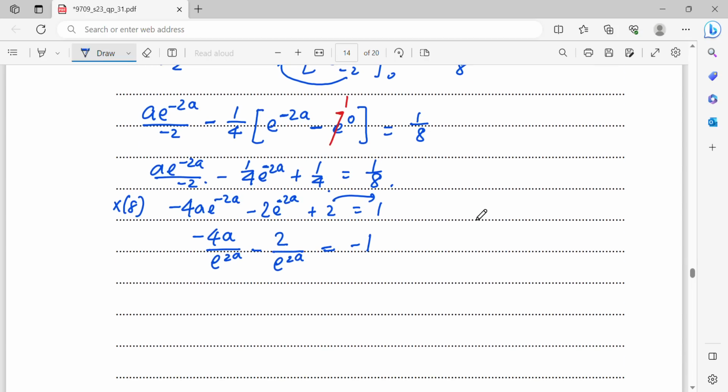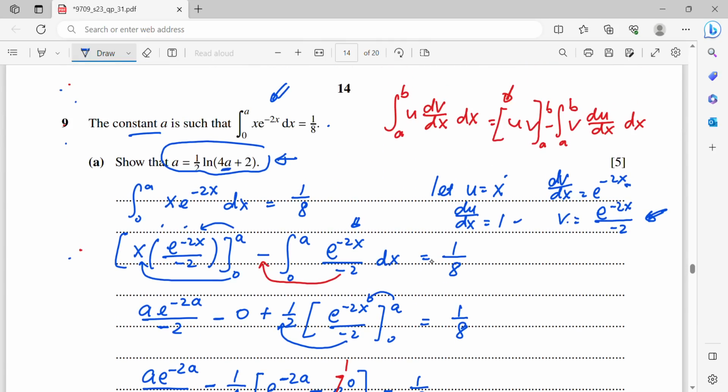Okay, so from here, times the whole equation by e to the 2a. So I will get minus 4a minus 2 equals to minus e to the 2a. And by looking at this equation, all are negative. So I times by negative 1. So it means that 4a plus 2 is e to the 2a. Okay, times by negative 1, that would be better.